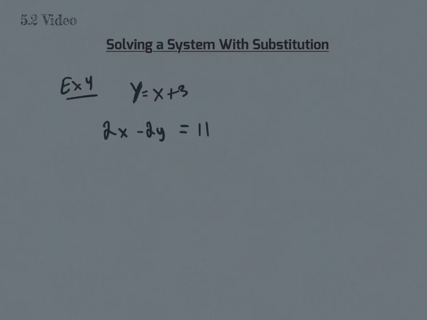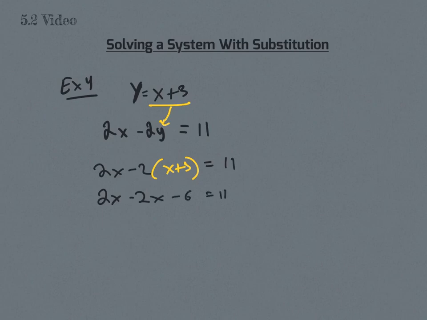One last problem. This time it's y equals x plus 3 and 2x minus 2y equals 11. I've already got y isolated, so I'm going to take that x plus 3 and plug it in for y in the second equation. So I get 2x minus 2 times x plus 3 equals 11. I get 2x minus 2x minus 6 equals 11. And 2x minus 2x, those cancel out, so I get negative 6 equals 11. That's false. That's no good. So this one is no solution.